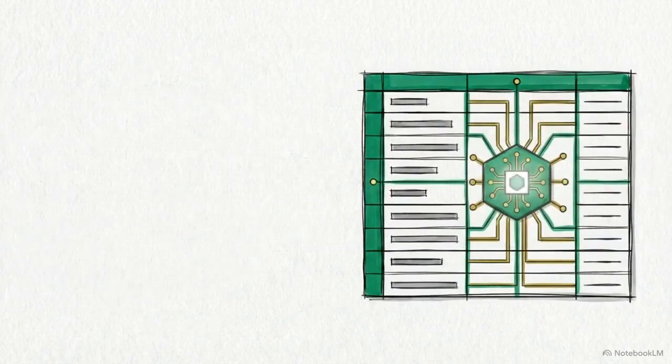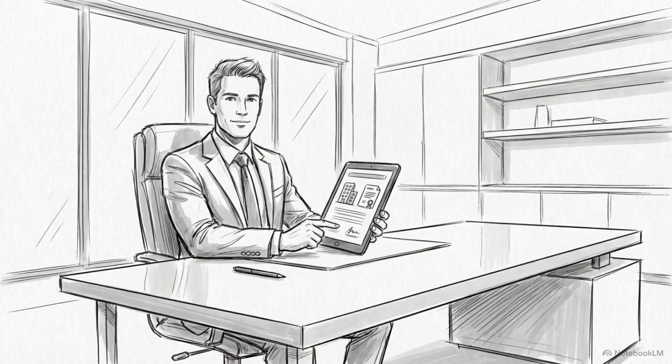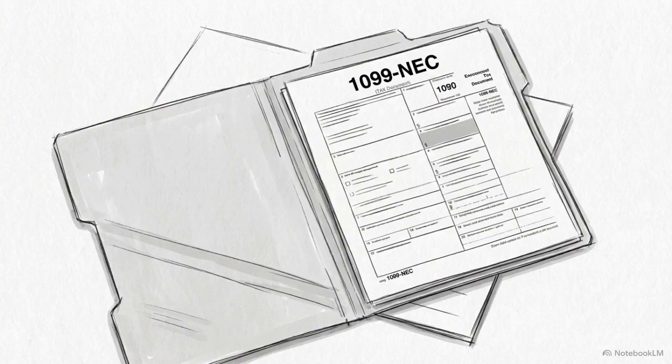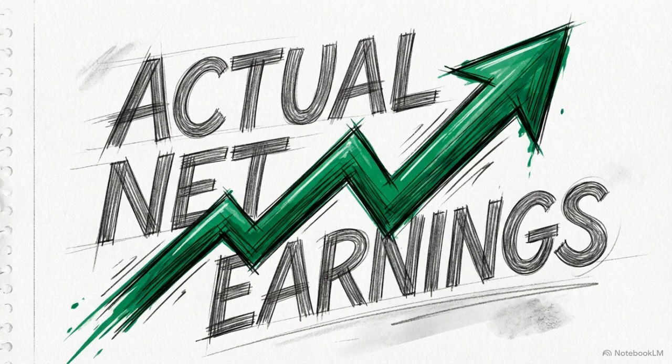Building a structured data model and routing documents through a secure AI proxy changes the operational baseline of your business, removing administrative friction, ensuring tax compliance, and revealing true profit margins.